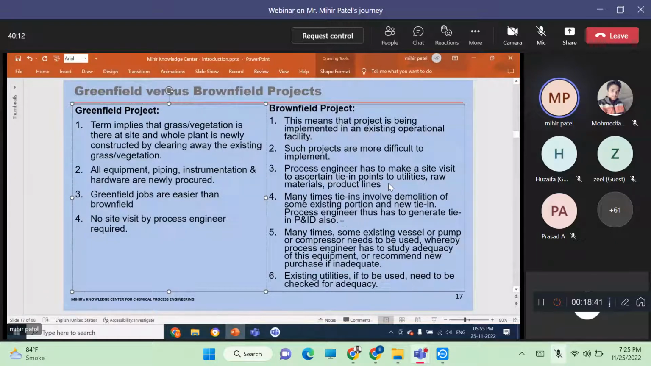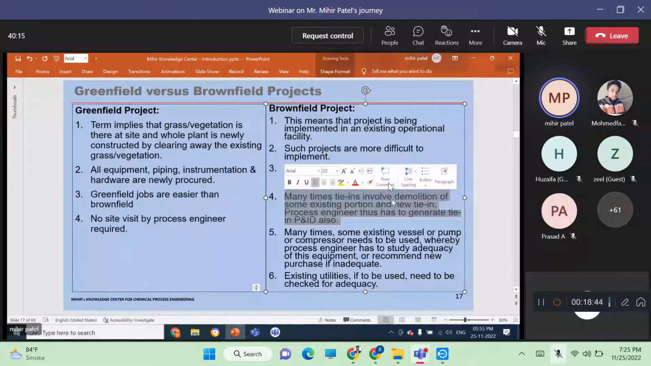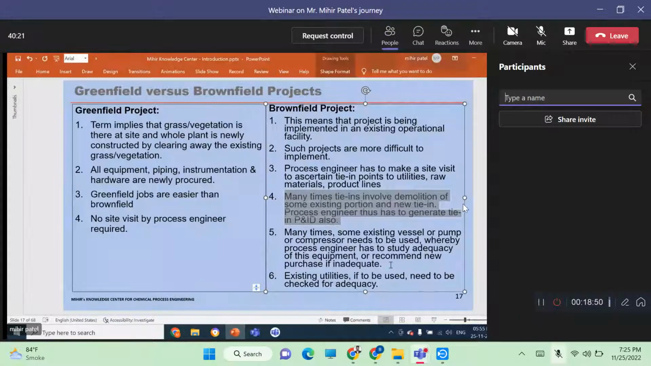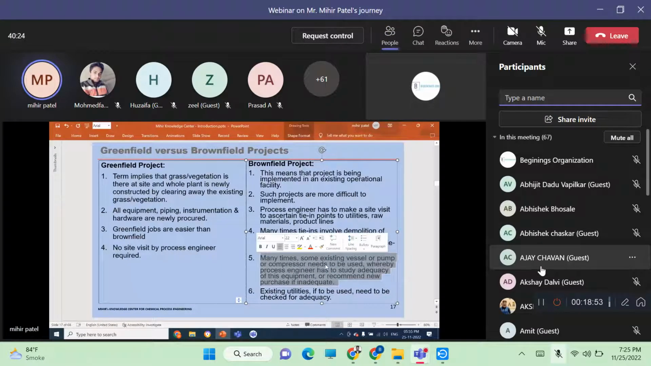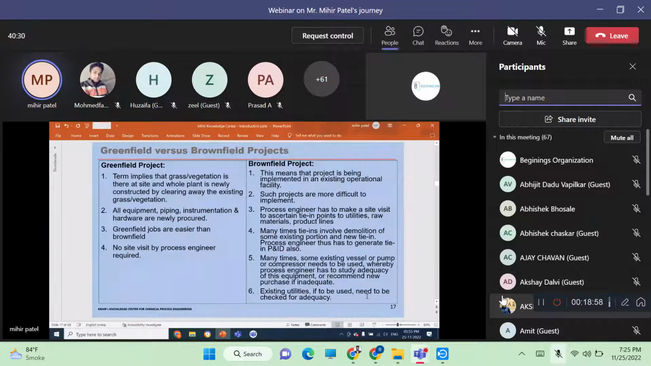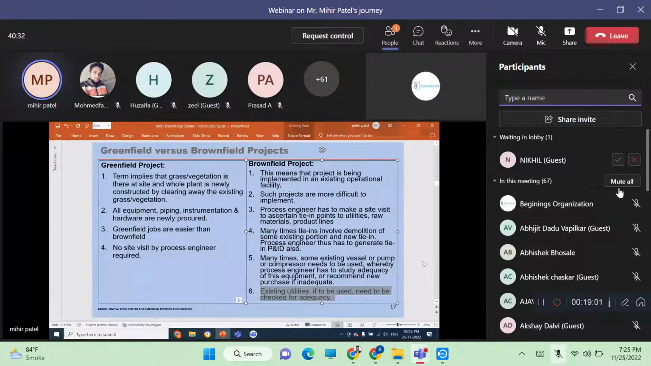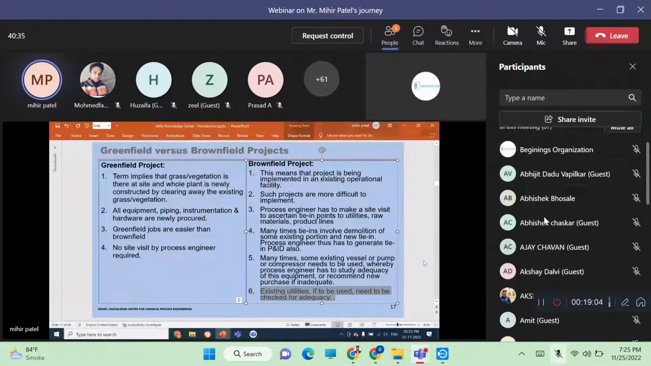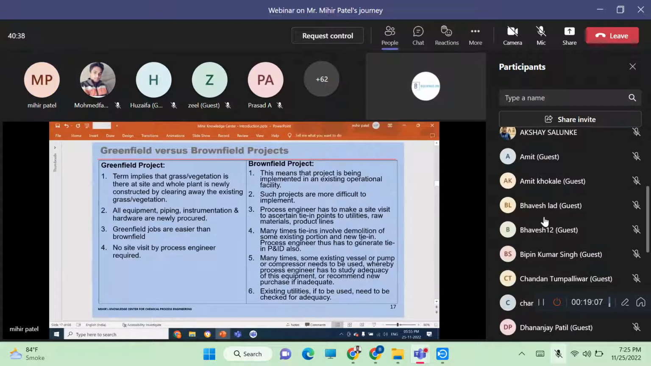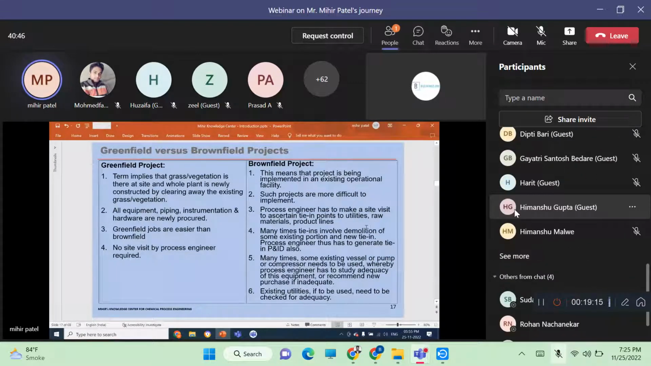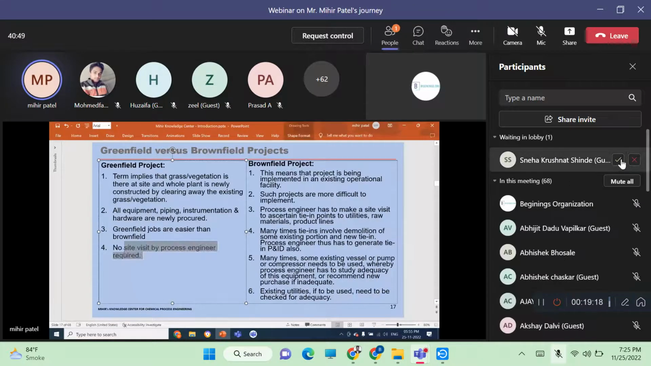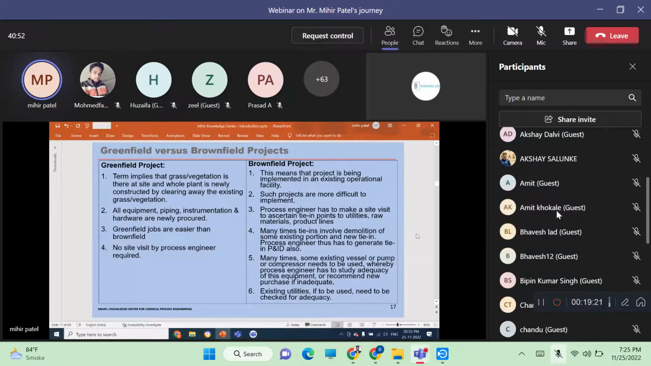And you have many other types of documents also. For example, tie-in P&IDs are required, where you establish the demolition as well as new ties. A lot of times, if some pump or vessel has to be removed, maybe you have to procure a new pump, so that engineering also will come into play. Adequacy of the existing utilities also needs to be studied while you are doing brownfield jobs. And most importantly, in a brownfield project, the process engineer has to make a site visit before he estimates the effort required, unlike a greenfield job where no site visit is required by the process engineer.